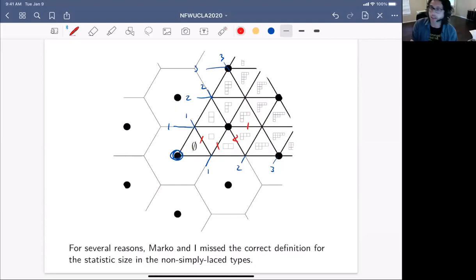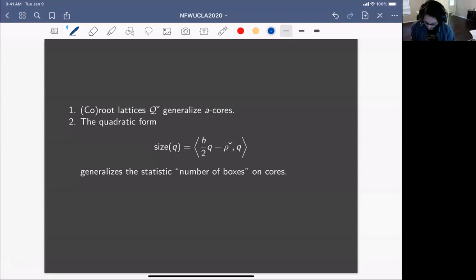And we were wedded to this way of thinking. And this is another reason why we kind of missed the right definition. It turns out that to do it in non-simply laced types, you have to start weighting things, you have to treat long and short roots differently. And we weren't expecting to have to do that because we like this definition so much, where you're just adding up heights of roots without weighting them. Okay. So what's the summary, Igor? Well, the first thing was that co-root lattices generalize A cores. And the second thing is that now we have a quadratic form on these co-root lattices that generalize the statistic for the number of boxes. OK, so we're slowly building up the technology to talk about stuff in general type.